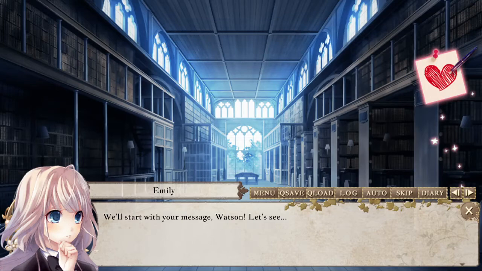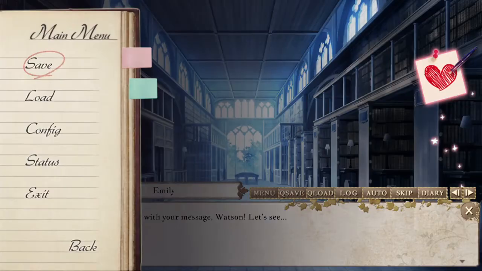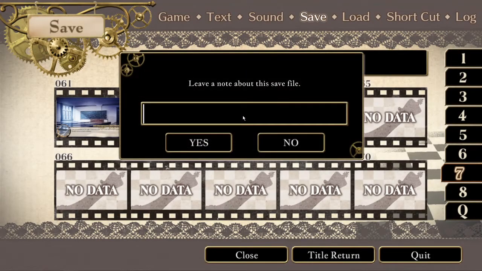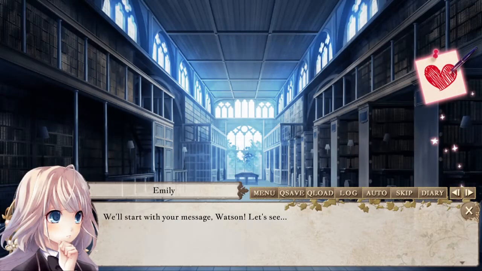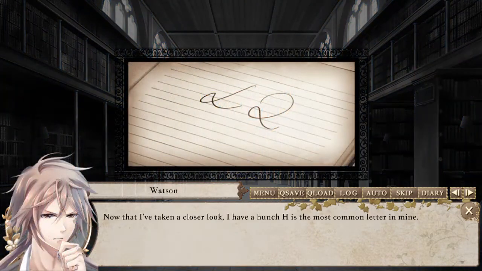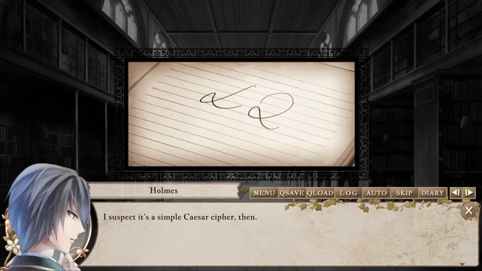We'll start with your message, Watson. Let's see. Okay, and before we do this, I'm going to save just in case I mess up decoding. There we go. Close. Now that I've taken a closer look, I have a hunch H is the most common letter in mine. I suspect it's a simple Caesar cipher then.